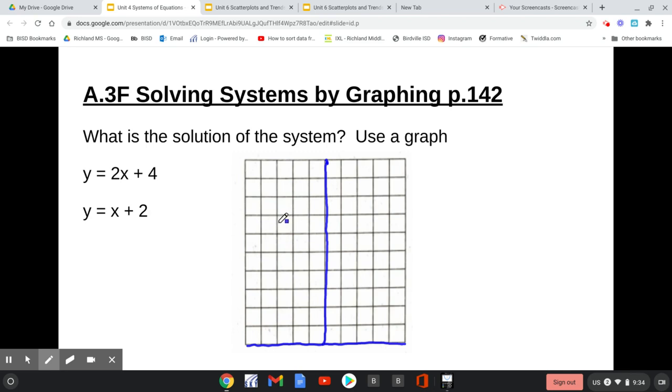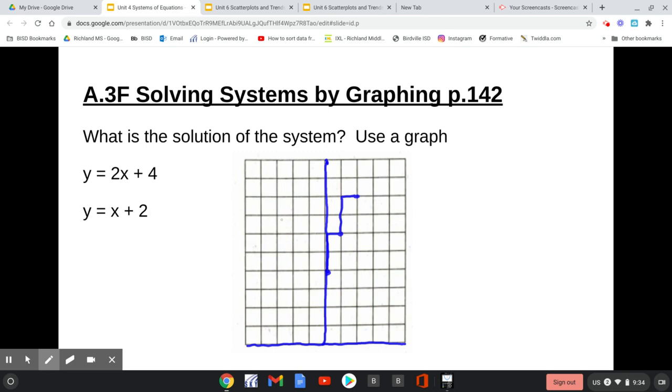And I know that we have 2x plus 4, so I know my y-intercept is at plus 4. And I'm going to rise 2 and go over 1. Rise 2 and over 1. And if I connect these dots, that is going to be my line.